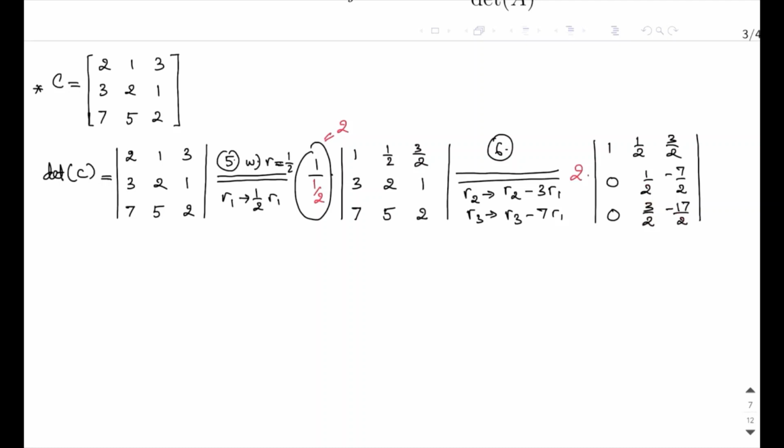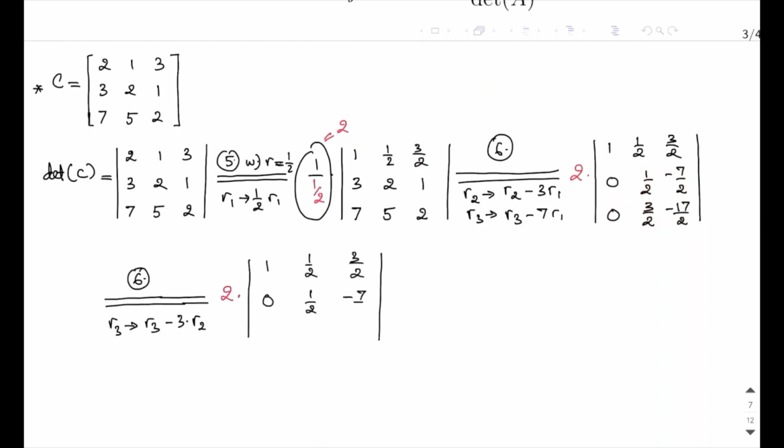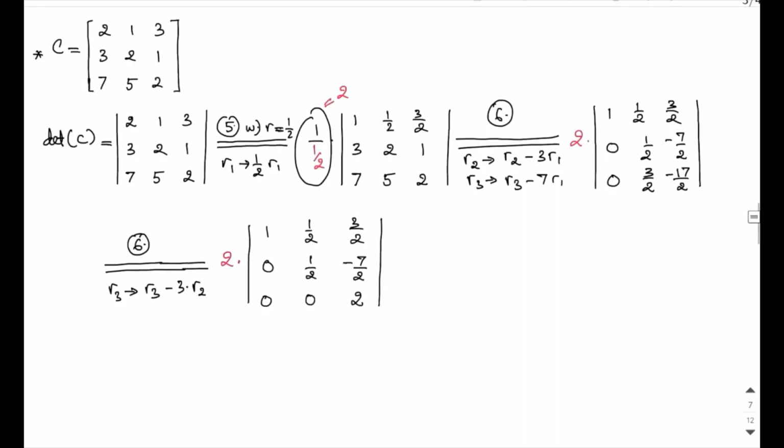We are going to apply property number 6 one more time. And we are going to make changes on row 3. In order to zero out this one, we use row 2 to zero out. And we are going to subtract row 3 by 3 times row 2. Row 1 and row 2, they have no change. Row 3 minus 3 row 2, so that's going to be 2. Now, it's in fact the upper triangular matrix.